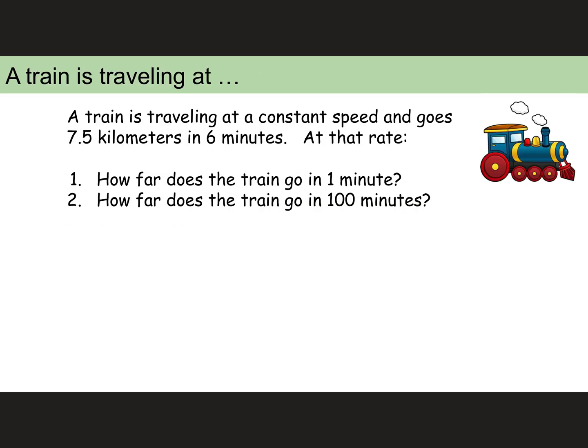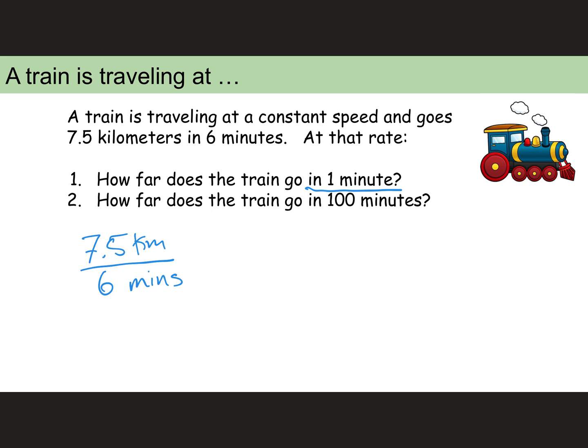Now, let's solve some problems. A train is traveling at a constant speed and goes 7.5 kilometers per 6 minutes. So the first way we're going to solve this is we need to find out how many kilometers does it go per 1 minute. What is its unit rate?